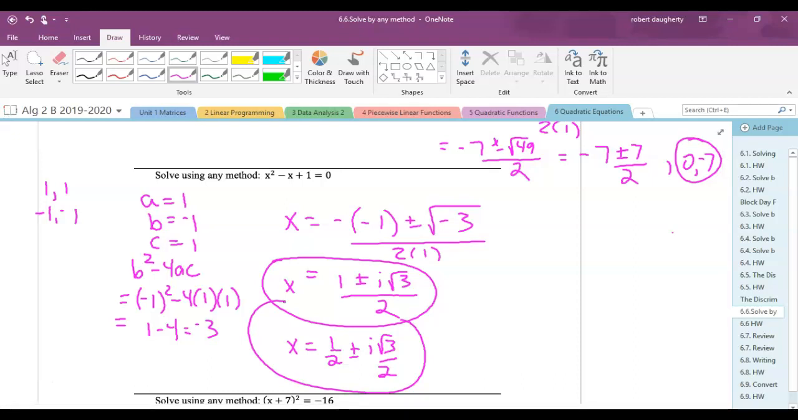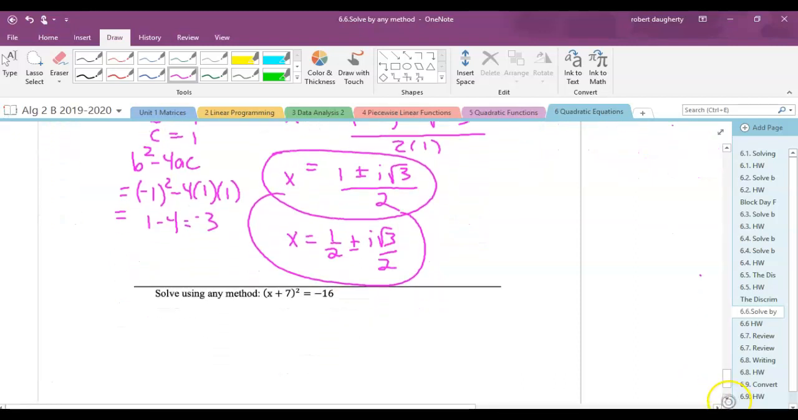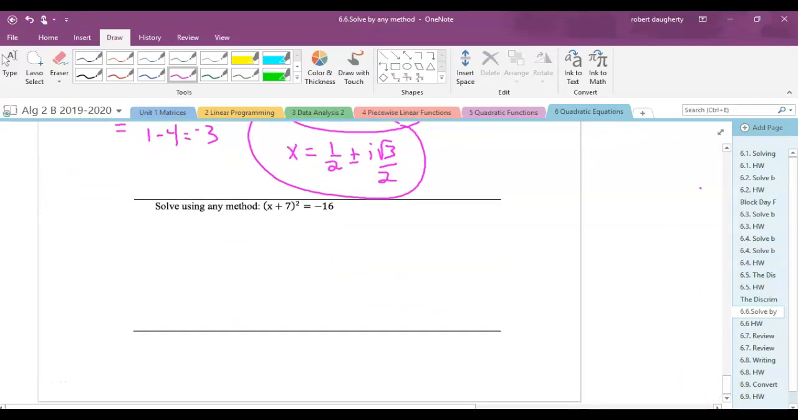Okay. How does this feel? Like I said, we're throwing a lot of stuff together, all these methods. What about this one? What's the easiest way to solve this one? Square root. You've got something squared all by itself. Take the square root of both sides. X plus 7 equals plus or minus the square root of negative 16. What's the square root of negative 16? 4i. So this is x plus 7 equals plus or minus 4i. X is equal to negative 7 plus or minus 4i.